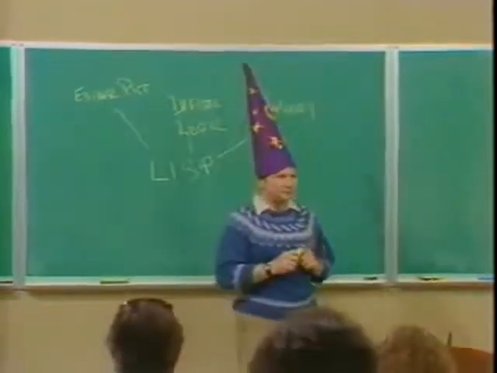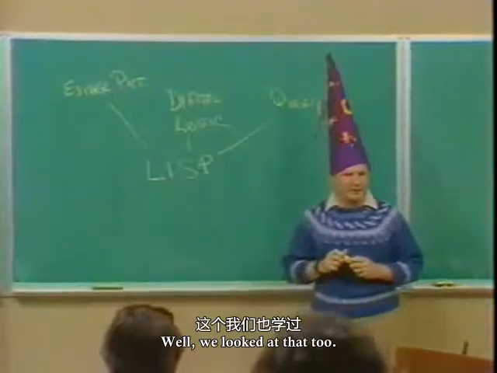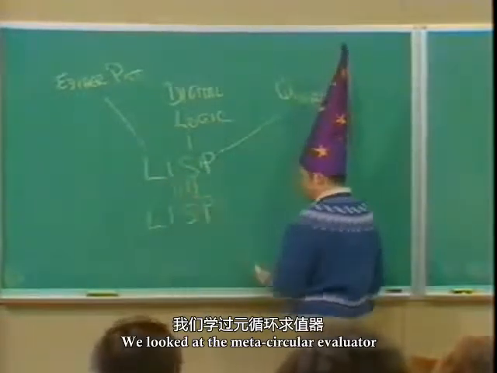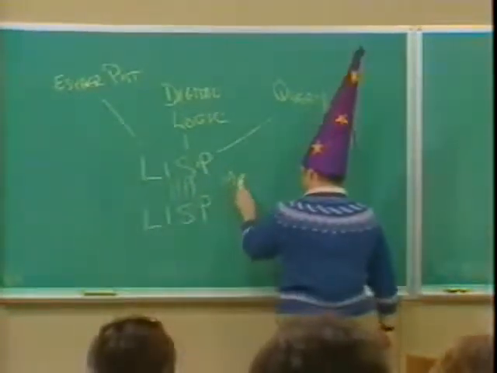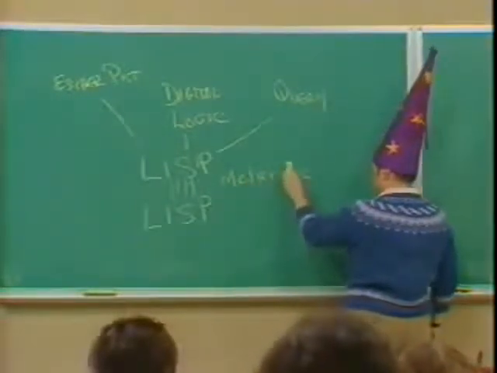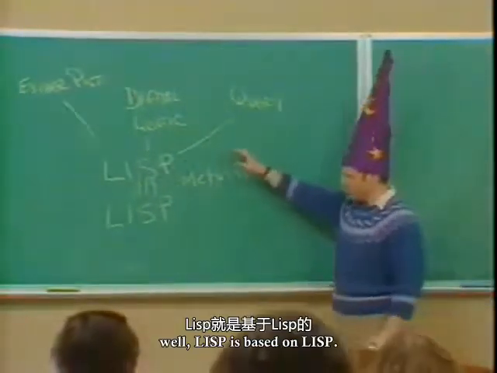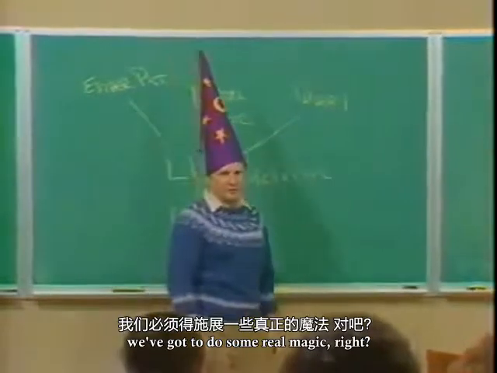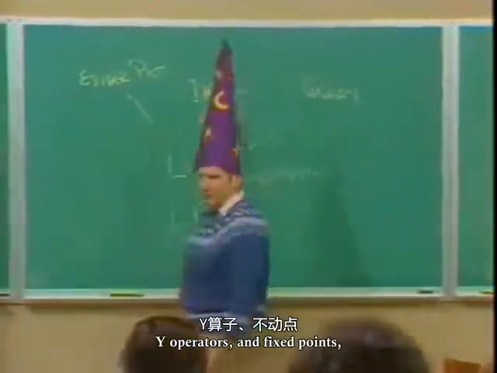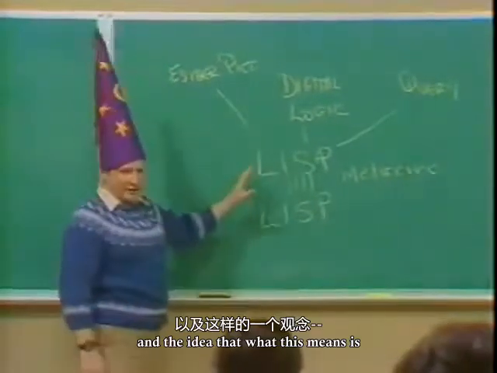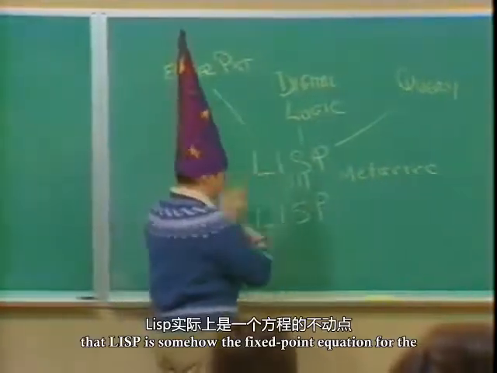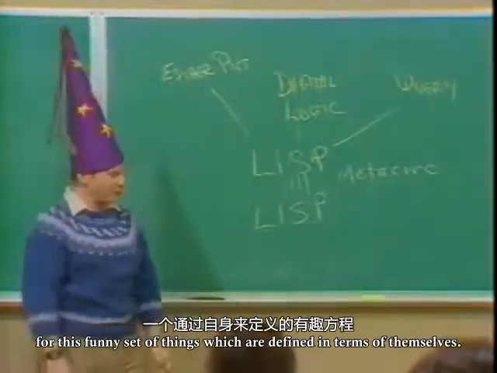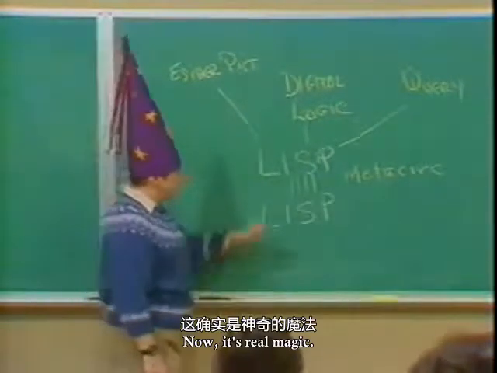Now what's Lisp based on? Where does that come from? Well, we looked at that too. We looked at the metacircular evaluator, and sort of said, well, Lisp is based on Lisp. And when we started looking at that, we got into some real magic. So what does that mean? Y operators and fixed points, and the idea that Lisp is somehow the fixed point equation for this funny set of things which are defined in terms of themselves. That was sort of real magic.